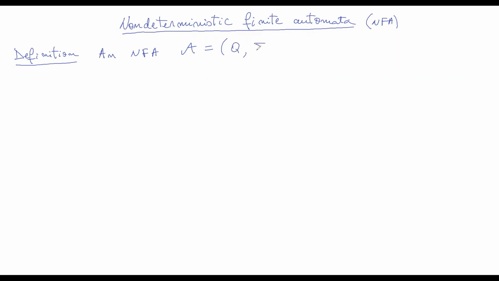So it's a set of states. You have the input alphabet, you have a delta, something about transitions, you have an initial state, and you have a set of final states. And many of these are similar to what we had for deterministic automata. So Q, a finite set of states, just like the deterministic counterpart. Sigma, the input alphabet, finite set.